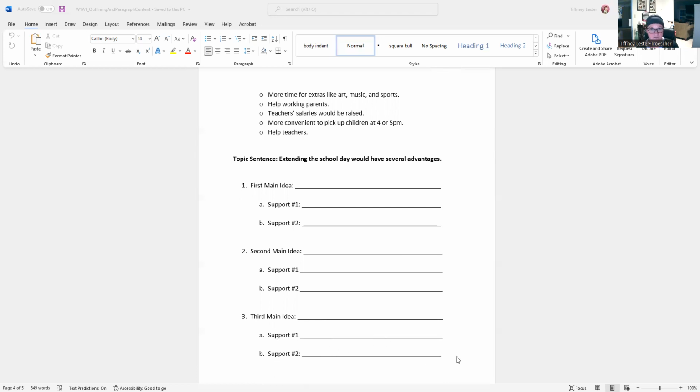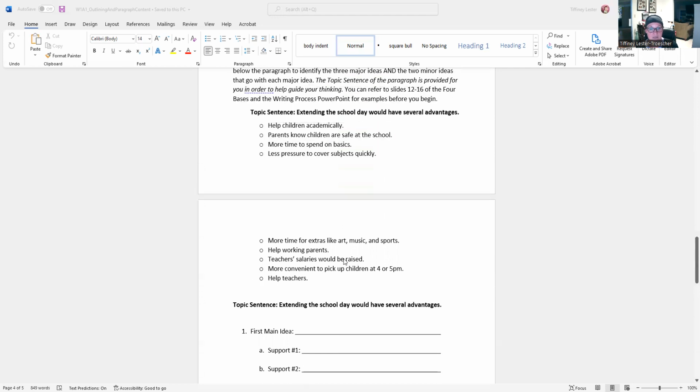Type those sentences here. So again, you're just basically looking, based on the topic sentence in this randomly ordered list of sentences, which 3 sentences are the 3 main ideas. And once you know that, for the first main idea, what 2 sentences from the list support that main idea? And so on. And again, we looked at some examples of how to do this in the 4 bases and the writing process PowerPoint this week. So refer back to that if you need to.